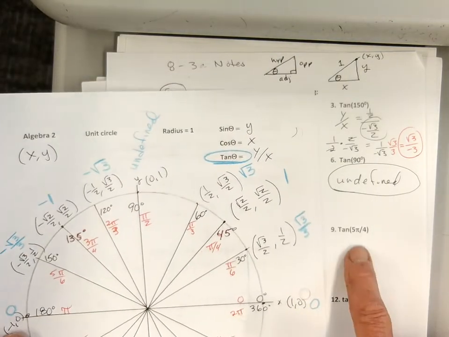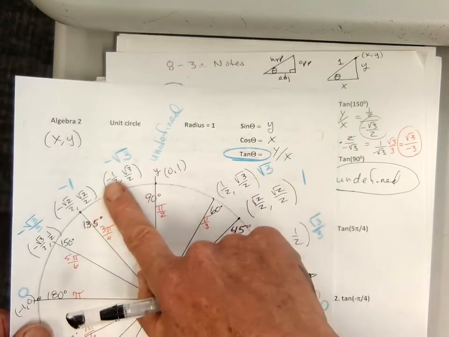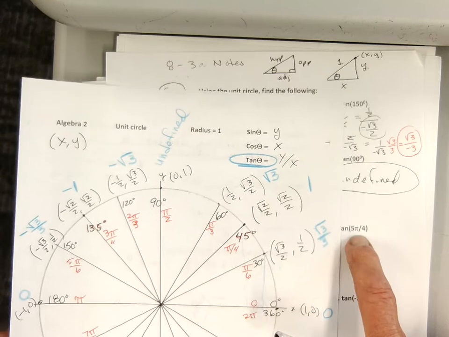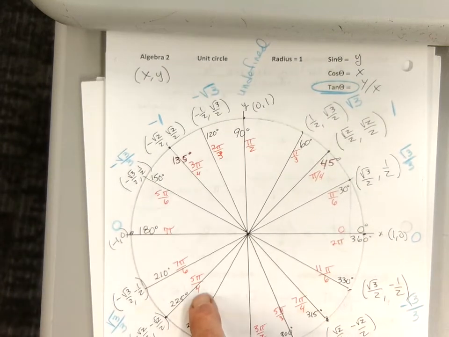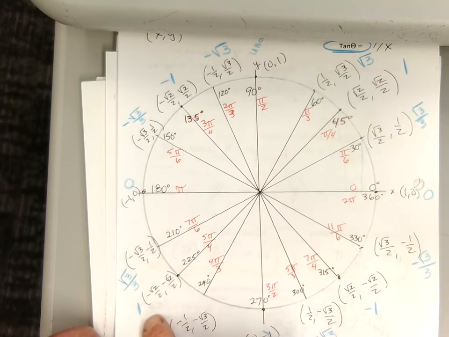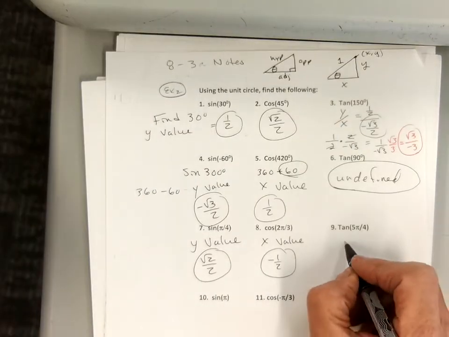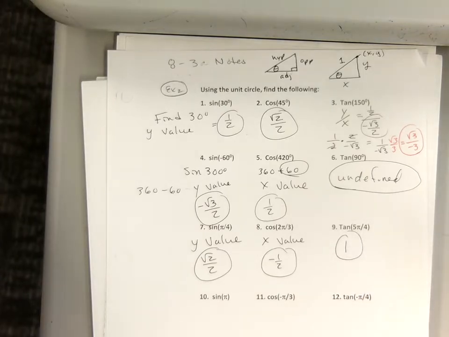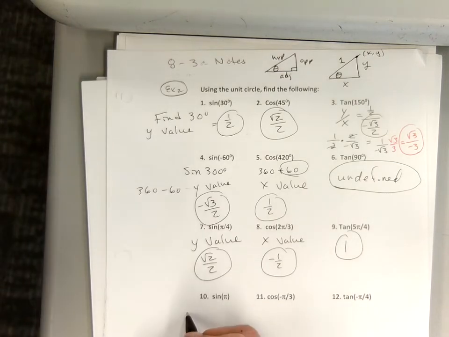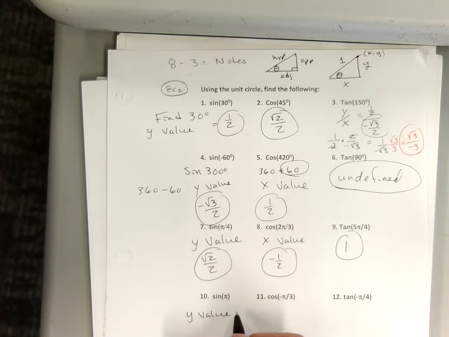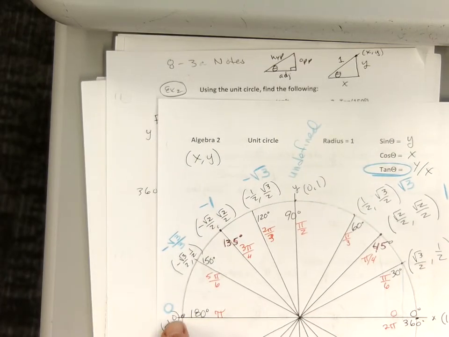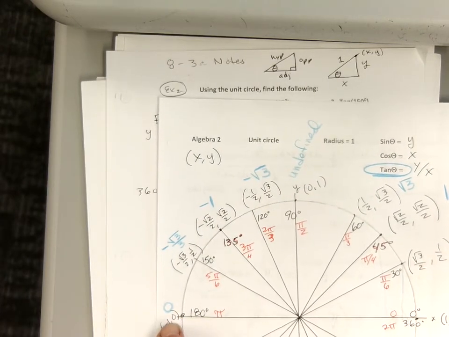Okay, tangent of 5 pi fourths. All my tangent answers are on the outside in blue. 5 pi fourths is there. My tangent values are the answers in blue, so my tangent of 5 pi fourths is 1. Okay. Sine of pi. Sine is the y value, so I go to pi. I want the y value. The y value at this point is 0.